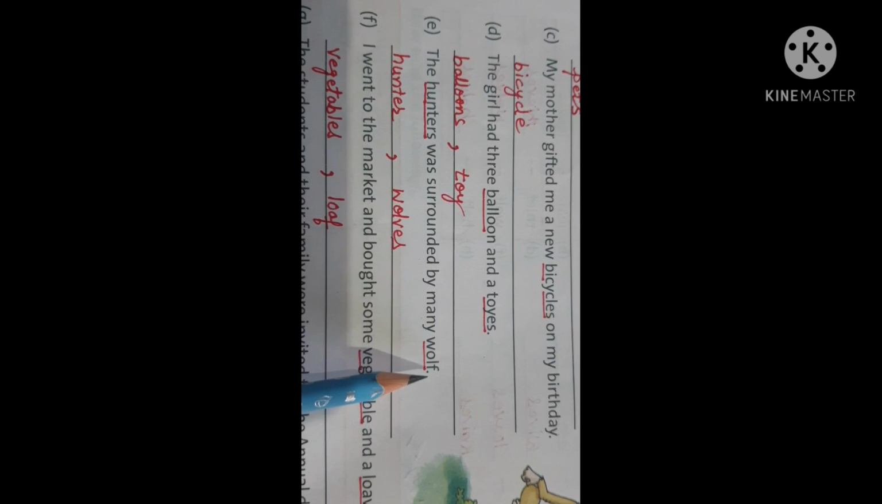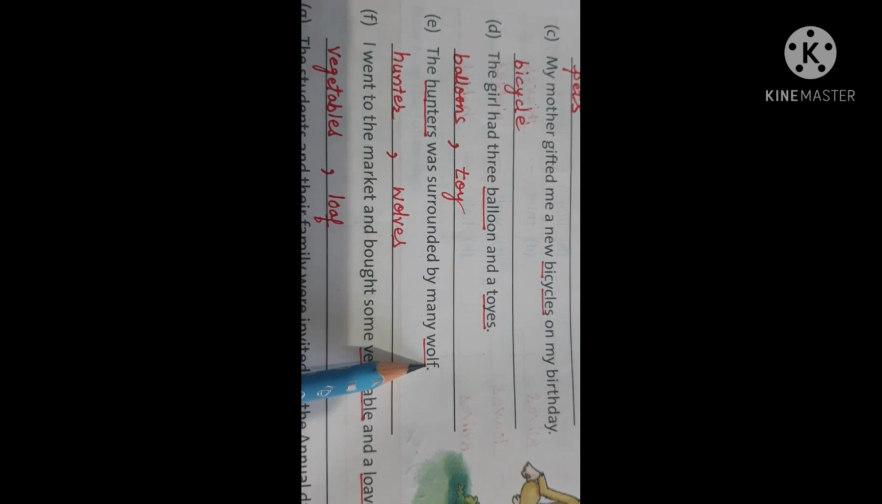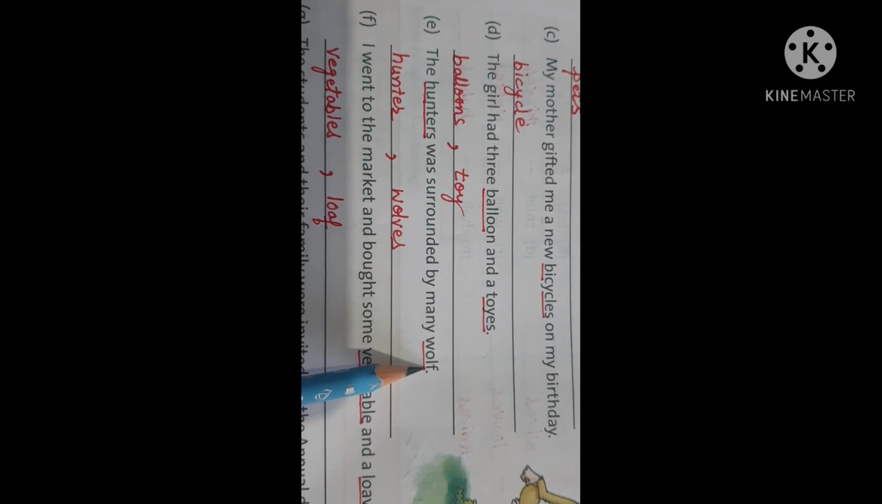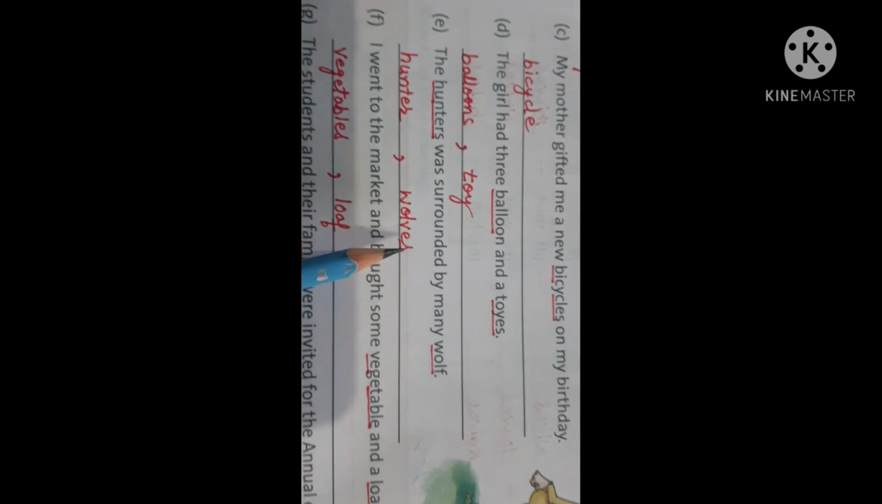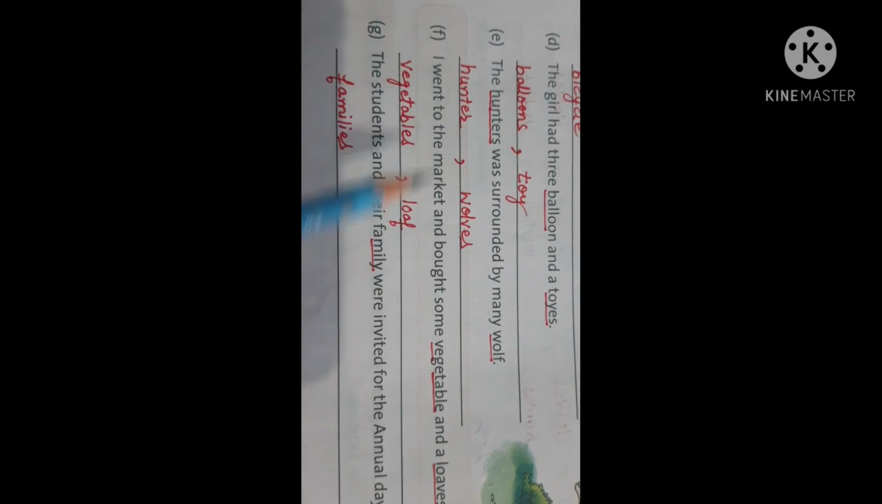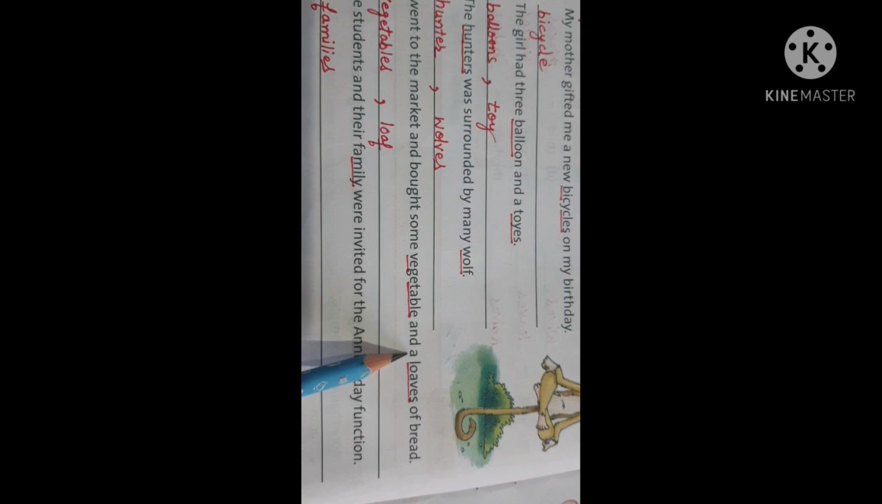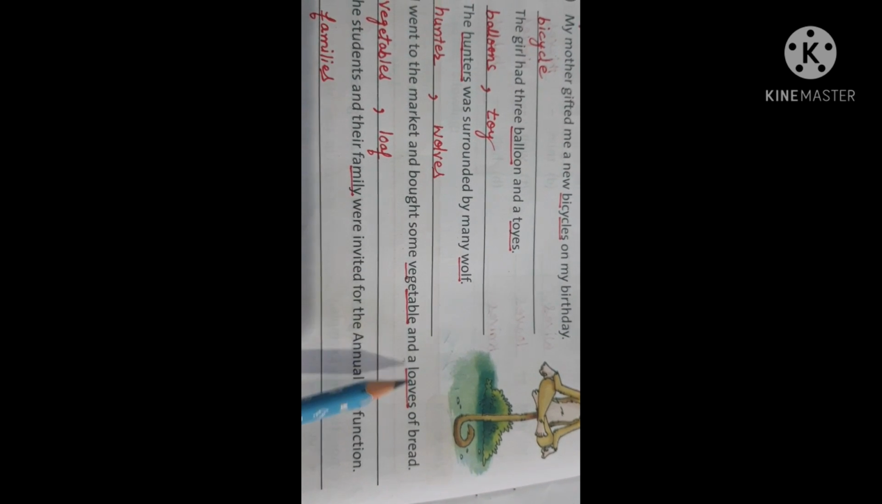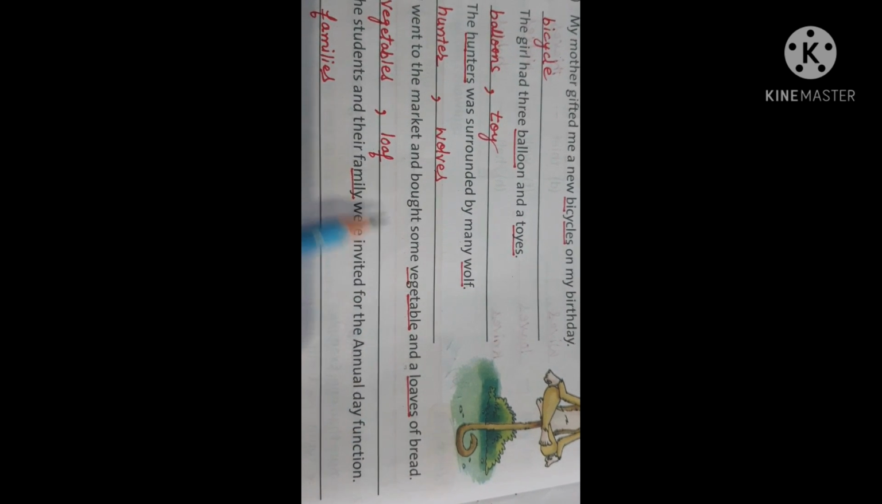The hunter was surrounded by many. Many means more than one. So you have wolf here, right? So F, when we have F in the end, we will simply add VES, right? Change करेंगे F को VES में. So wolf, wolves, right? I went to the market and bought some. Some means more than one. So vegetables, right? And loaves of bread. A means one in number, right? So loaf. So here we are changing plural into singular.